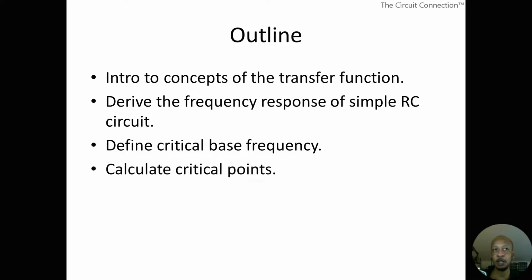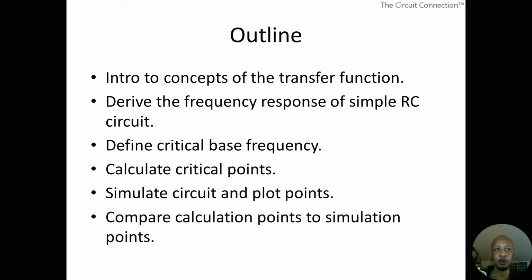Next, I'm going to calculate some critical points, and then I'm going to simulate the circuit and plot those points. I'm going to use a circuit simulator for that. And then last, of course, I'm going to compare what I calculated for the critical points to the simulation, and we're going to see how that comes out, if it's accurate, if they agree or not.